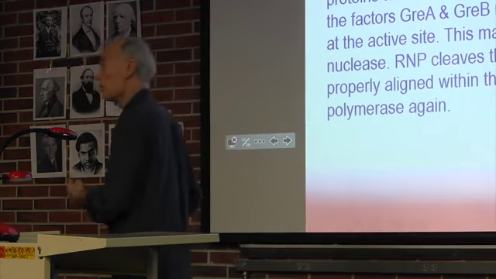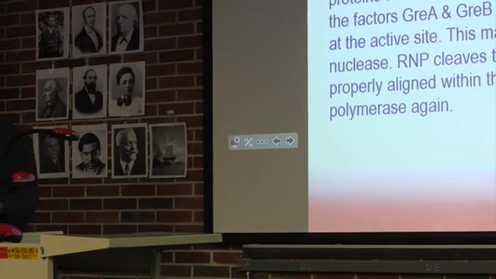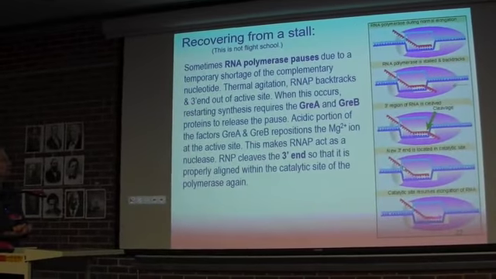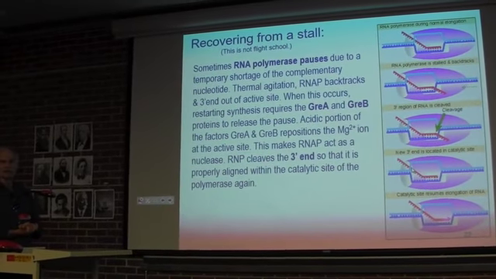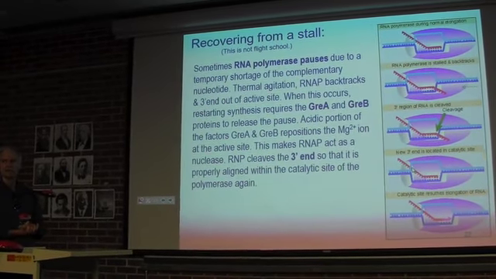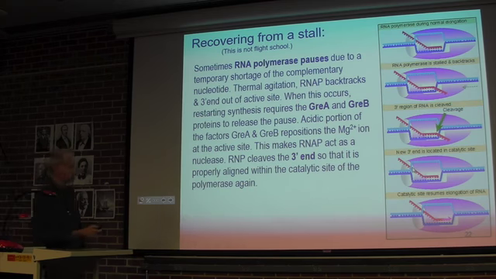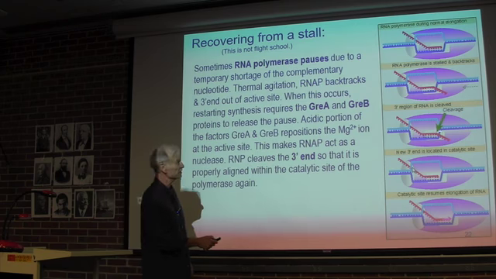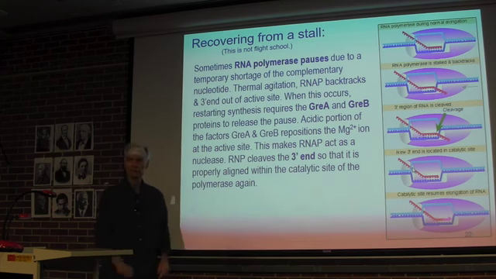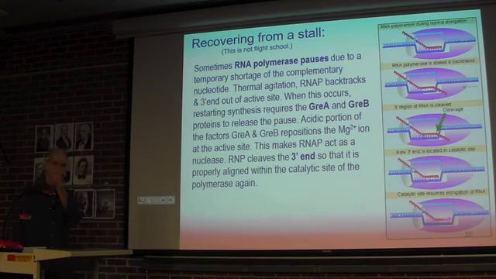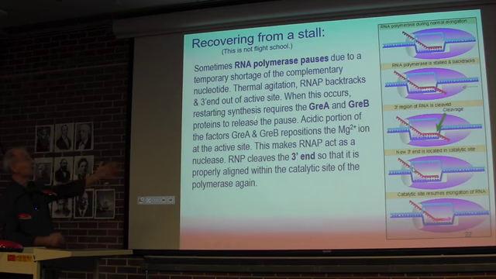Those two proteins are important because they're on the exam. GreA and GreB. They convince the polymerase that it needs to be an RNase, not a polymerase. So that's how it gets out of a stall.